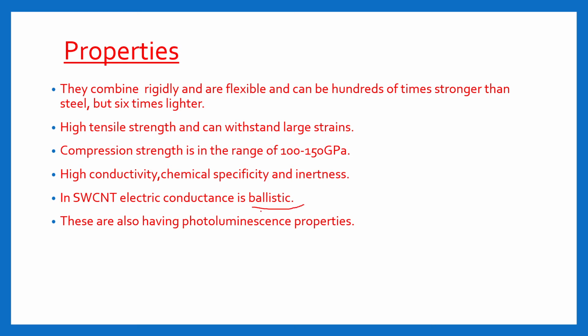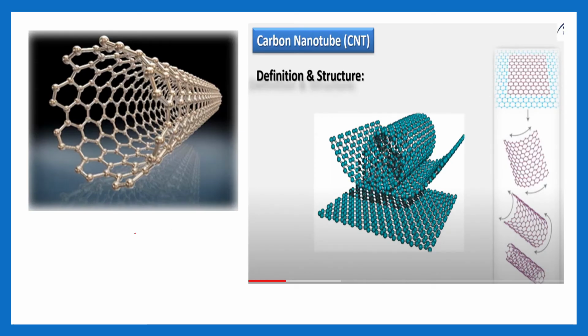Okay, let me tell you a very important and interesting feature. What do you mean by electric conductance is ballistic? For example, if you send the electron from one side of the carbon nanotubes, they can easily come back from the other end of the carbon nanotubes without scattering. That means almost scattering is zero.